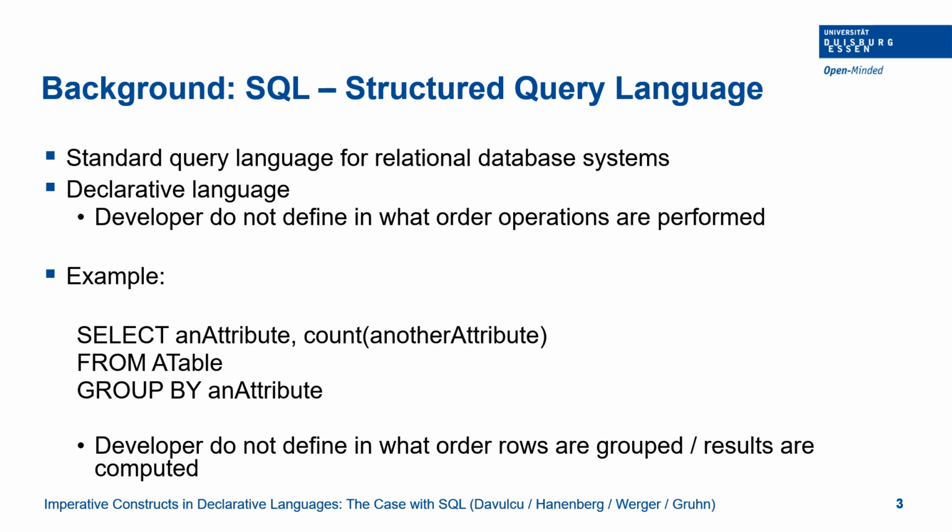So what does it do? It counts the number of rows for a given attribute. And the characteristic here is developers do not define in what order the rows are grouped and the results are computed. So this is up to the database system.